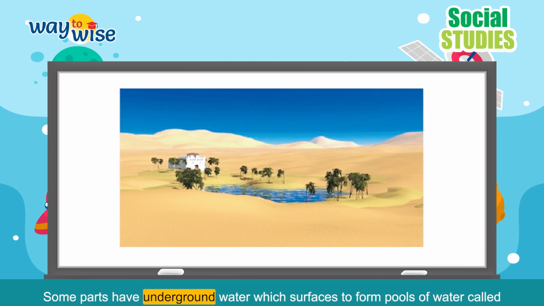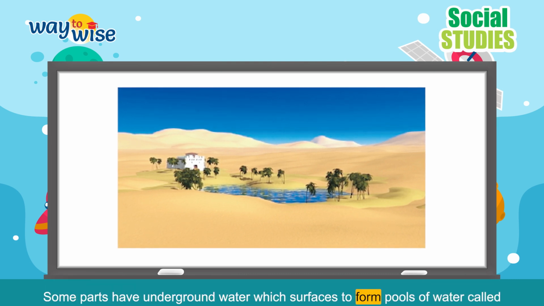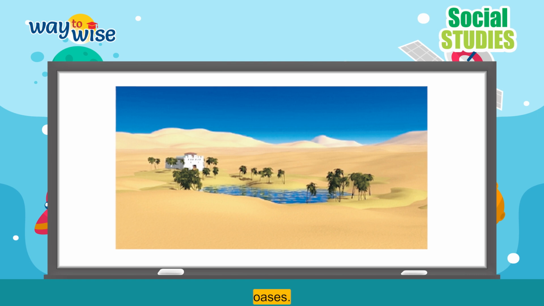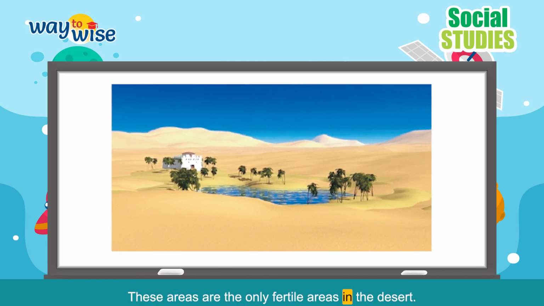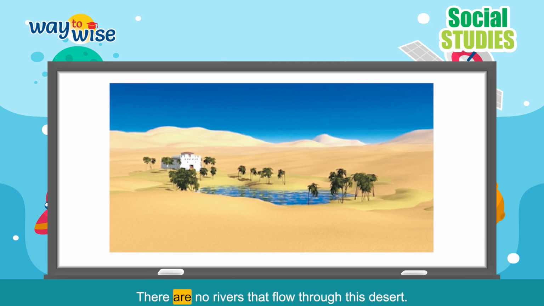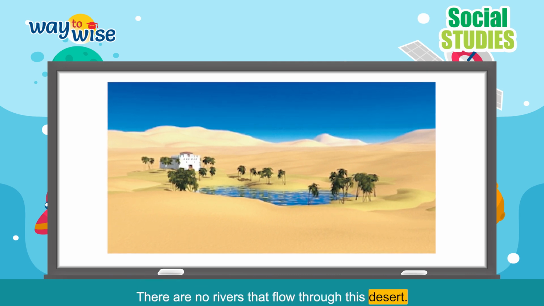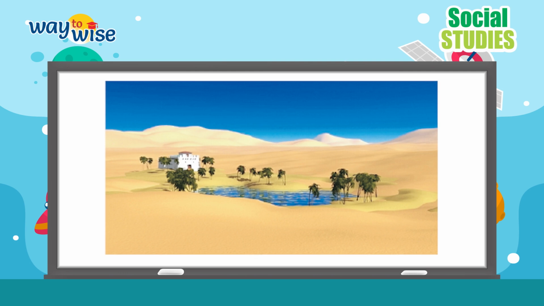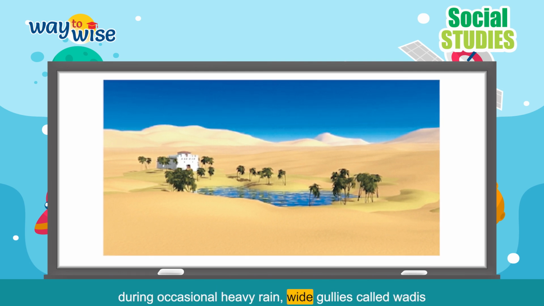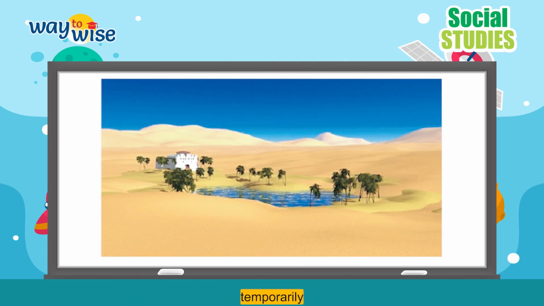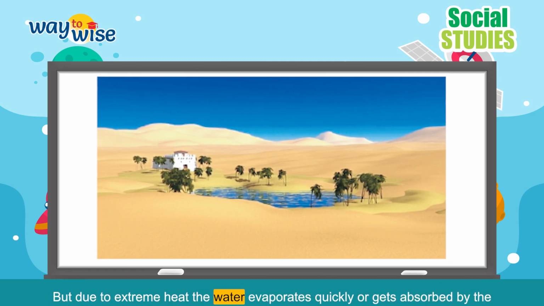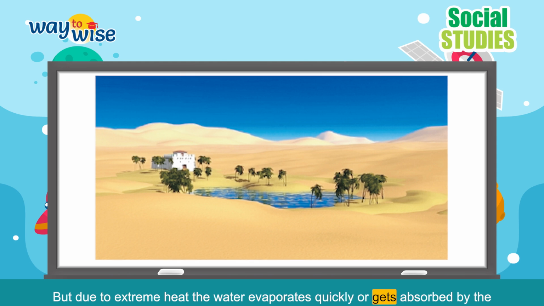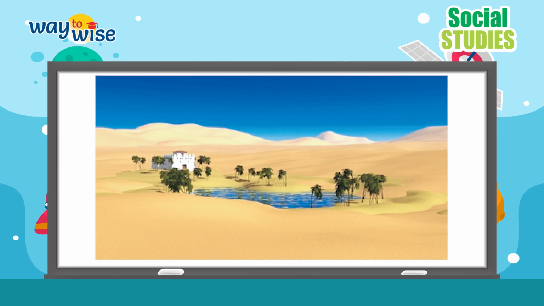Some parts have underground water which surfaces to form pools of water called oases. These areas are the only fertile areas in the desert. There are no rivers that flow through this desert. However, during occasional heavy rain, wide gullies called wadis temporarily fill with water. But due to extreme heat, the water evaporates quickly or gets absorbed by the ground.